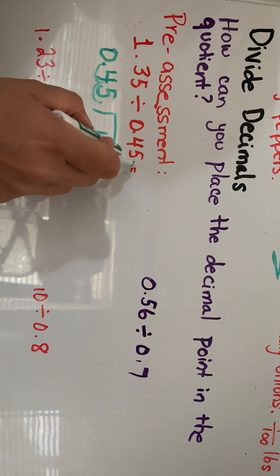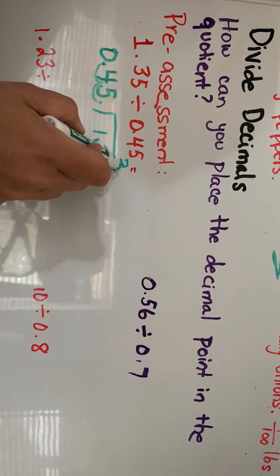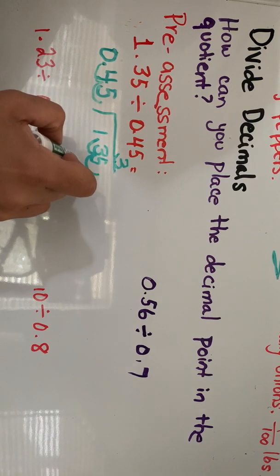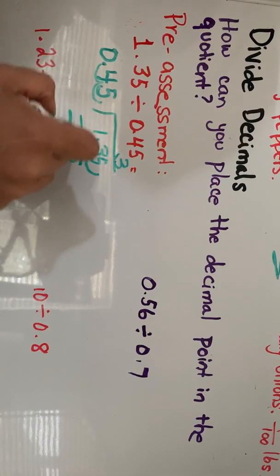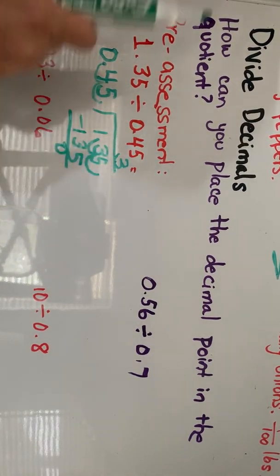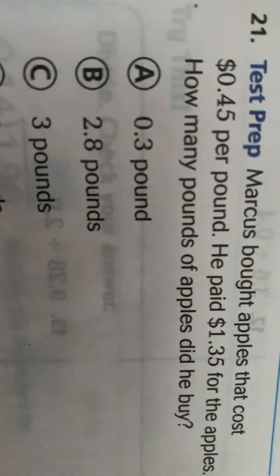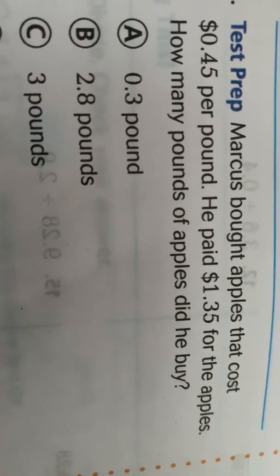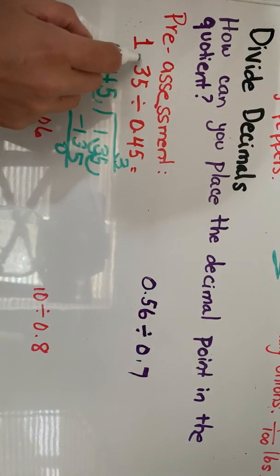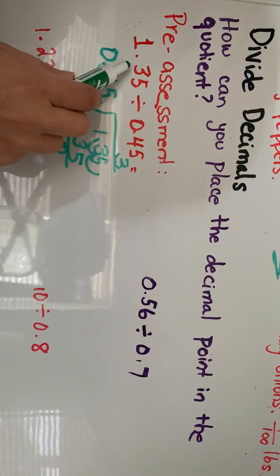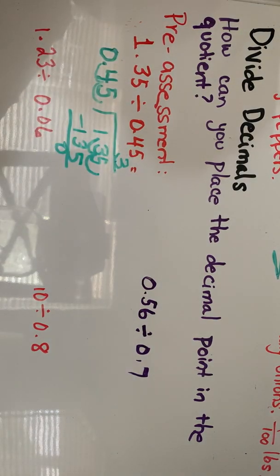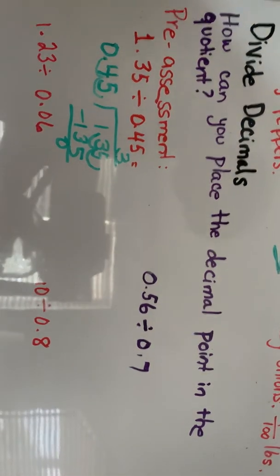45 goes into 135 3 times. Let's check that. 3 times 5 is 15. 3 times 4 is 12. And the one that I carried is 13 5. And that was correct. Okay? So the answer that you should have gotten in this case should have been C, 3 pounds. Okay? 3 pounds because you had to move your decimal in here 2 places. See that? Because you got to make that a whole number. And whatever you did to the left, you got to do to the right. So you move it over. Okay? So now let's look at the other example right here.